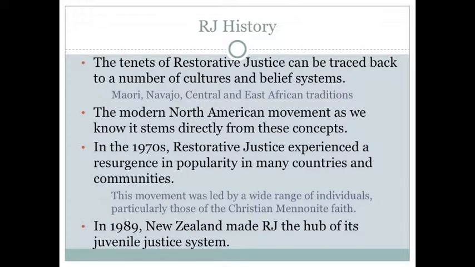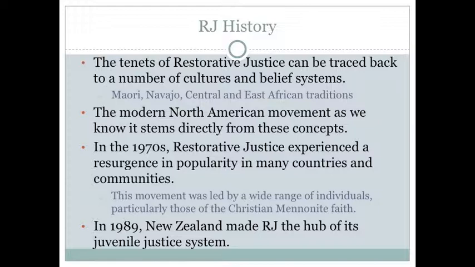This next slide is designed to show y'all that we're not just making all this stuff up. Restorative justice has a history in North America. Basically, the tenets of restorative justice can be traced back to several different cultures: Maori, Navajo, Central and East African. But a movement has been emerging lately in North America, and particularly the United States, since the 1970s, where it sort of resurged in popularity.